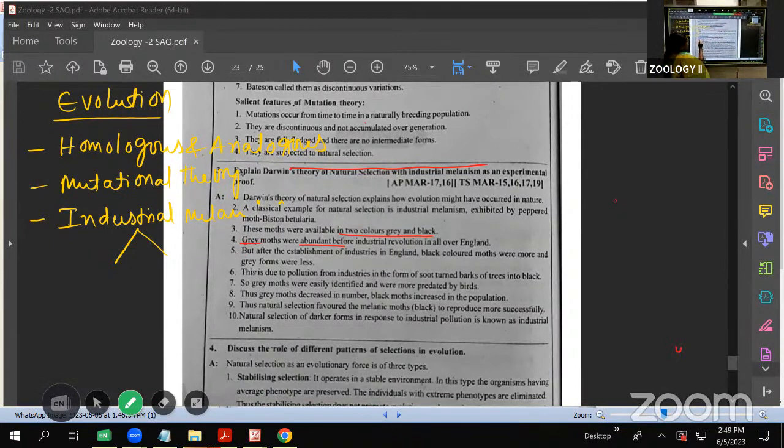Next, after the establishment of the industries in England, black moths are more numerous. The barks become black in color. That's why they are not visible to the predators, and that's why the black color is more common at that time.